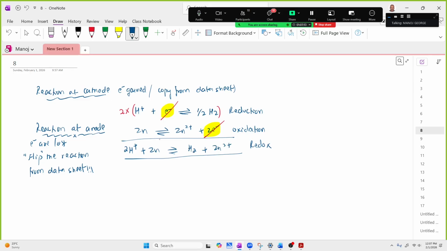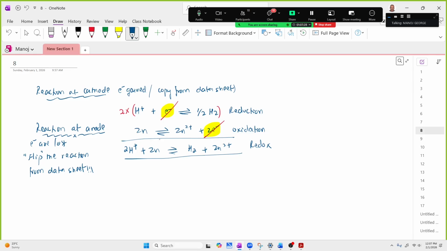On a scale of 0 to 10, tell me, where are you so far? Do you know how to write the redox reaction? Did you understand that anode equation has to be flipped? Did you understand that electrons have to be balanced to cancel them out?